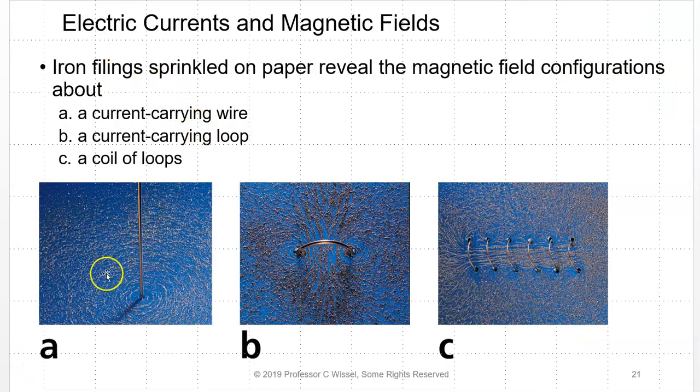So here are some pictures. This one is iron filings sprinkled on a paper revealing the magnetic field configurations. Of course, this is through a current-carrying wire, and you can see these circles. Here is when you bend the wire into a loop, and look how concentrated the magnetic field is, especially between the loop. Then we put multiple loops together, and you can see it's getting more and more concentrated, and it's fairly uniform down the central axis of this loop, and a little weaker on the outside. And this, by the way, is a solenoid or coil, and we'll talk more about that later.